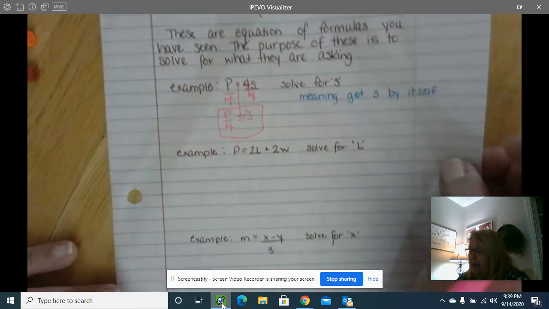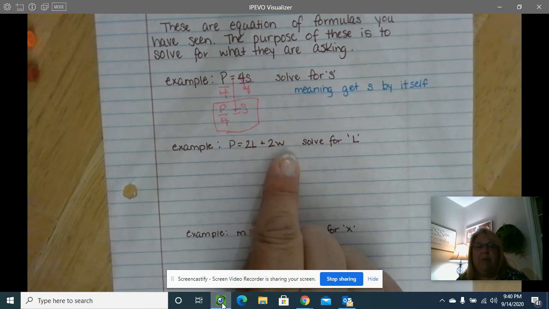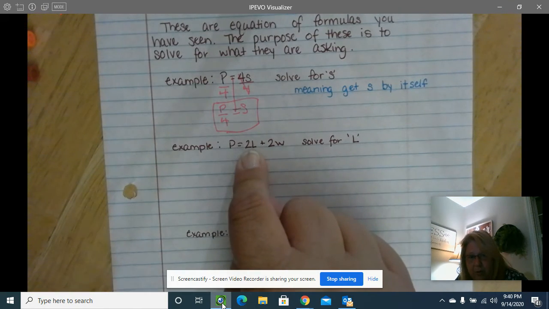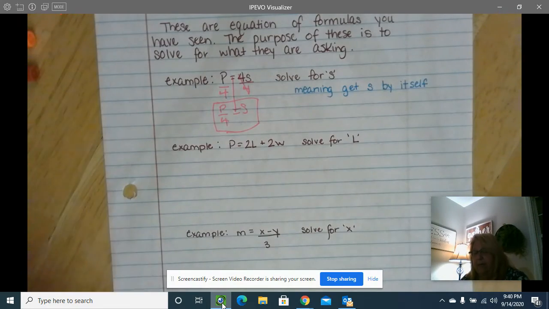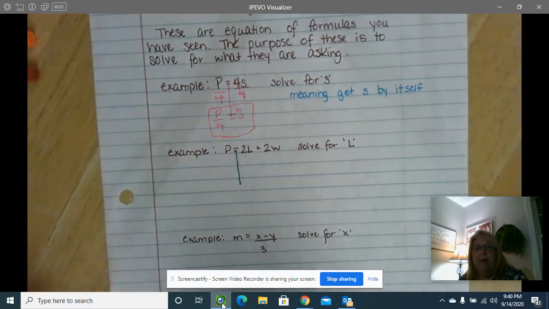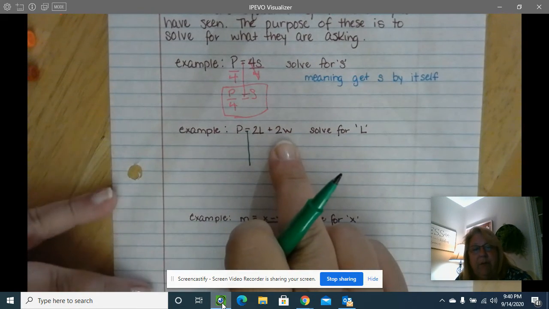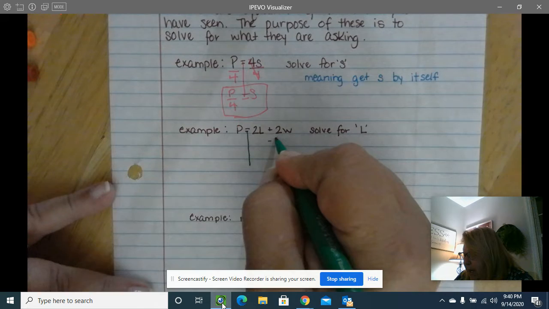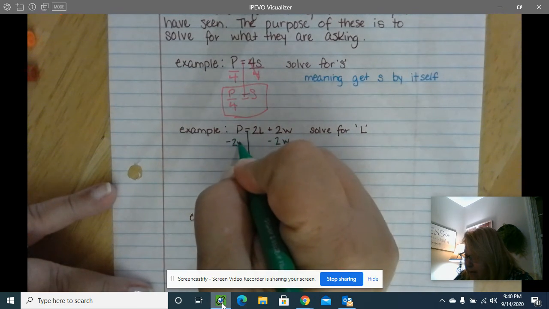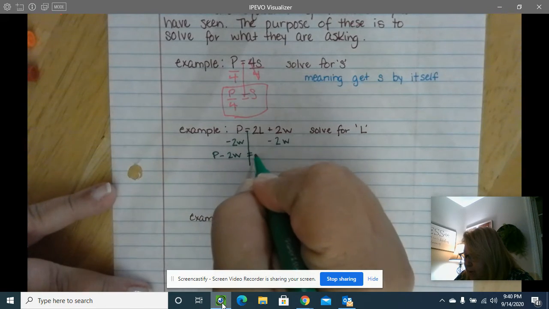Okay, so if I look at the next one down, it says P equals 2L plus 2W. And it says to solve for L. That means I need to get the L all to itself. So the first thing we want to do is draw our line. What's not with the L right now is the 2W, and we actually want to subtract the 2W from both sides. That leaves me now with P minus 2W is equal to 2L.